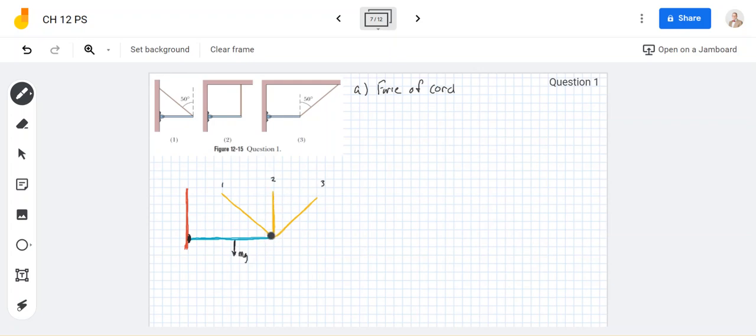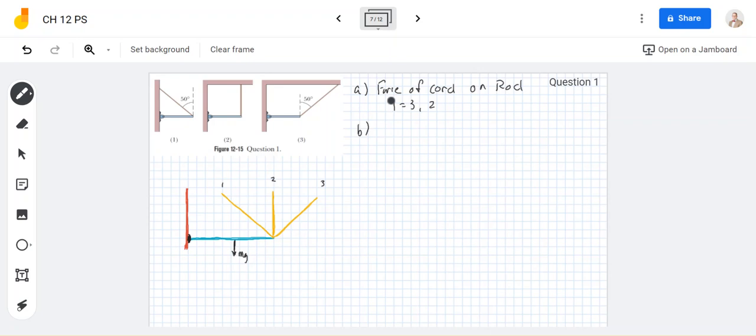So 1 not only has to pull up, but it has to pull up and in, and 3 has to pull up and out. And since you have the same angle there, I would say the force of cord on the rod, if I do greatest first, I would say that 1 equals 3 and then 2. Because 1 and 3 have to pull both horizontally and vertically, and since the angle is the same, they're going to pull the same, where 2 only has to pull up.